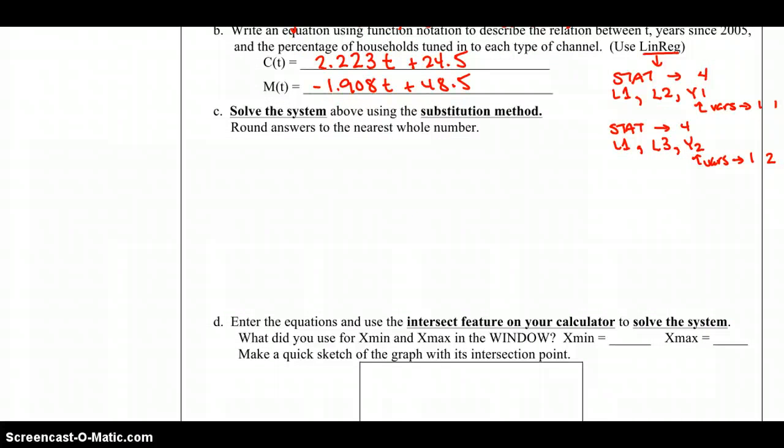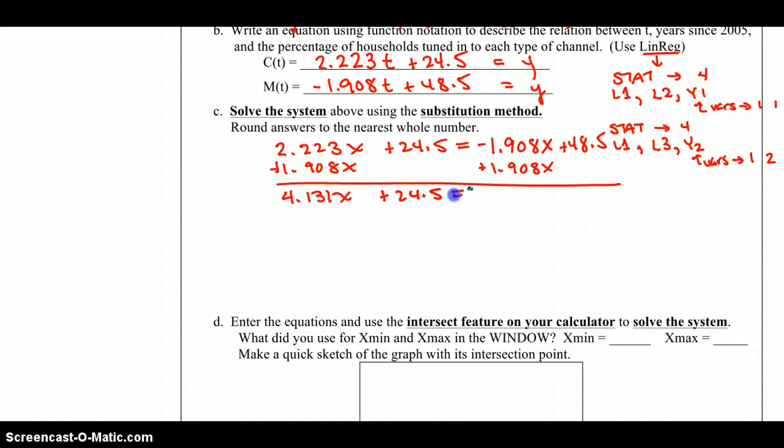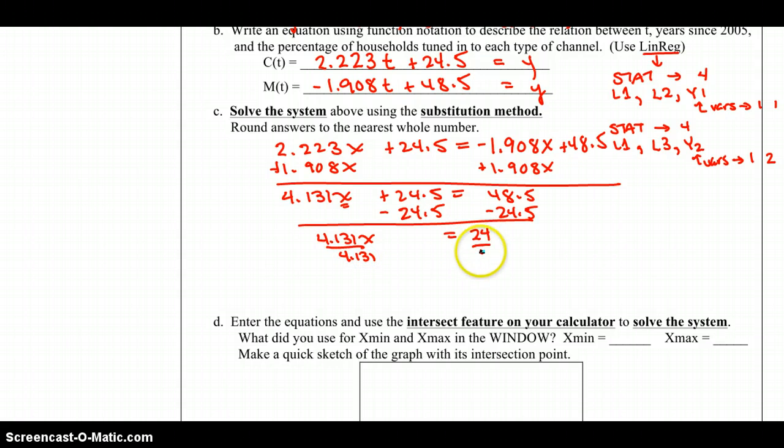Now if we try to solve this system using the substitution method, we can think of these being equal to y, and we can think of these as either x's or t's. So if we rewrite those, 2.223x plus 24.5 has to be equal to negative 1.908x plus 48.5. If we bring both x's to the same side of the equation, we get 4.131x plus 24.5 equals 48.5. We only have one term with an x, so to isolate it, we subtract 24.5 from both sides. So we get 4.131x equals 24. Now if we divide by 4.131, we get x is approximately 5.810.